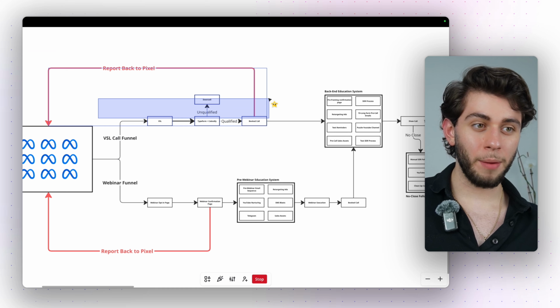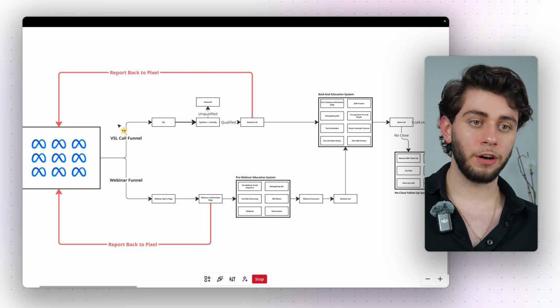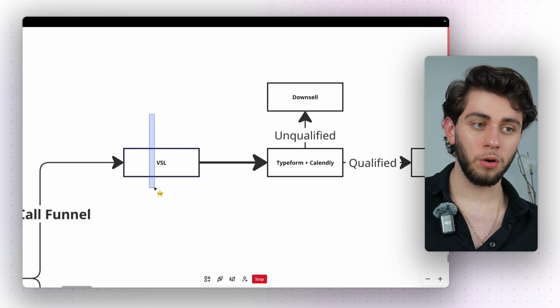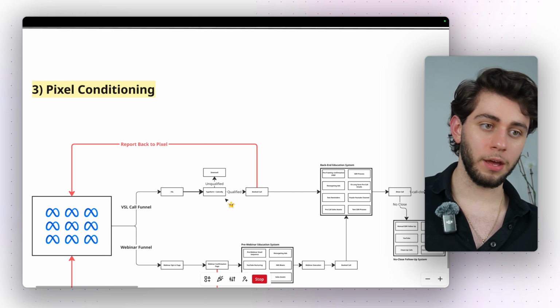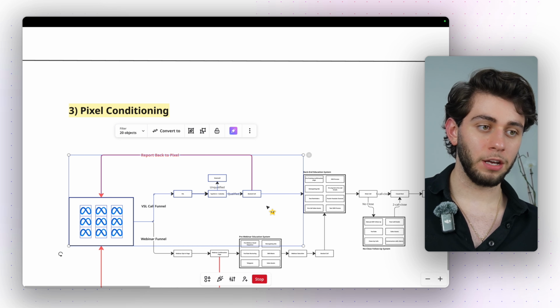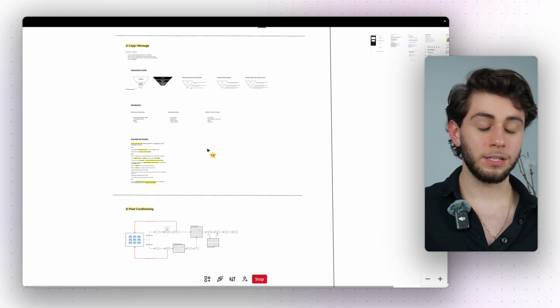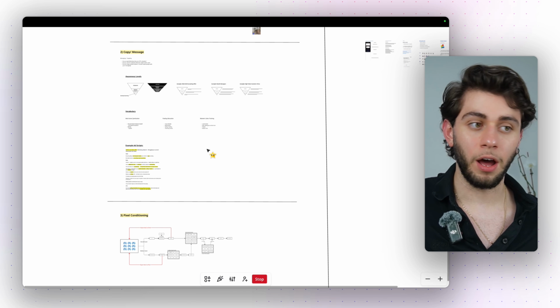Or in this case, this was a VSL call funnel, a video sales letter call funnel. We sent them from the Meta ads to a video with a Typeform survey, and then they apply and book a call. That was the example that I just explained, okay? These are the three main things. If you fix that, there is no way you're gonna attract unqualified people, okay?